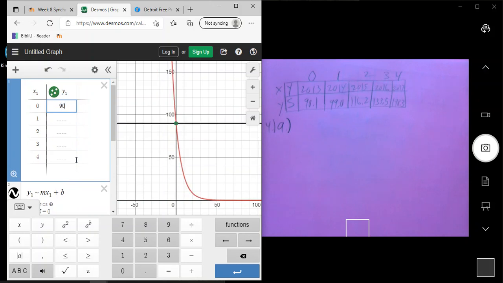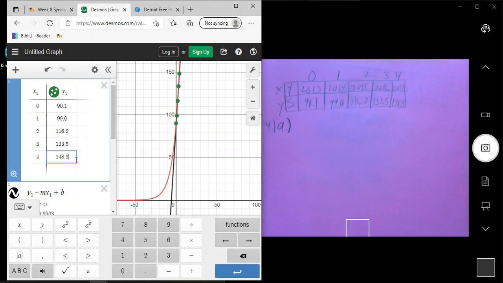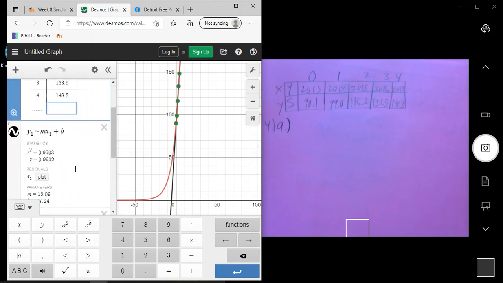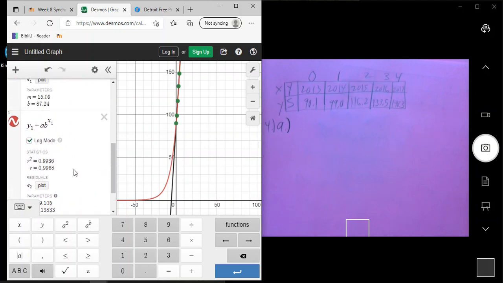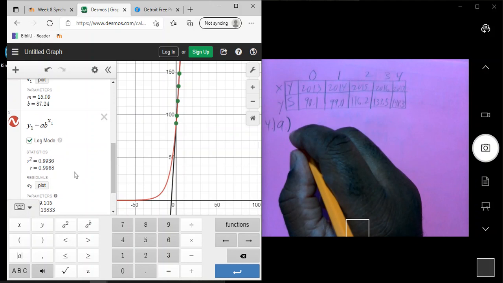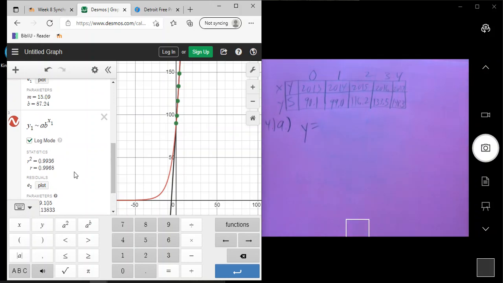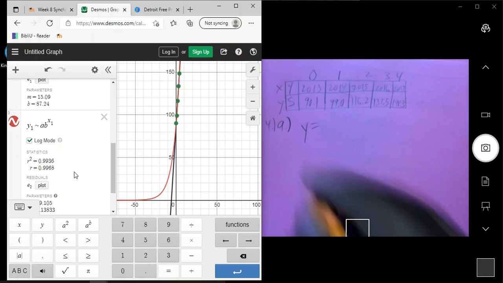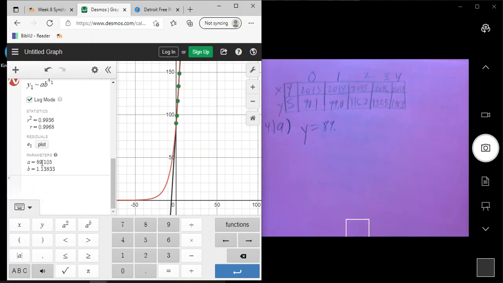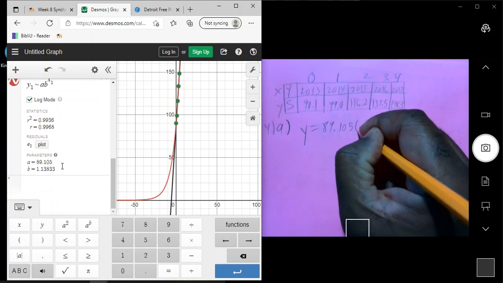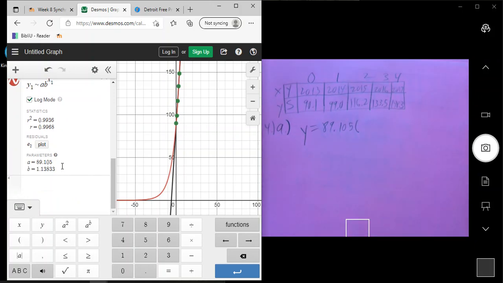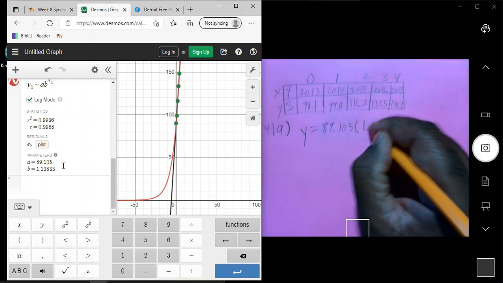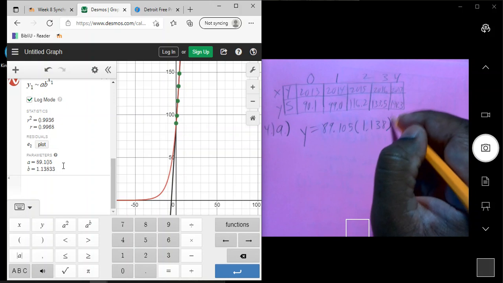So we could put in our values: 90.1, 99.0, 116.2, 133.5, and 148.3. Now we already put the exponential regression down here, so it automatically updated itself. They wanted the equation, and it didn't tell us to round to a certain amount of places, so we'll go with 3 places. Let me scroll down here, it'll be 89.105. That'll be our a. Our b is what goes on the inside. We'll round that to 3 decimal places too. So it'll be 1.138, and we would take that to the x power.